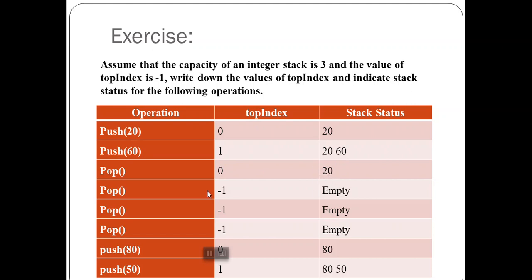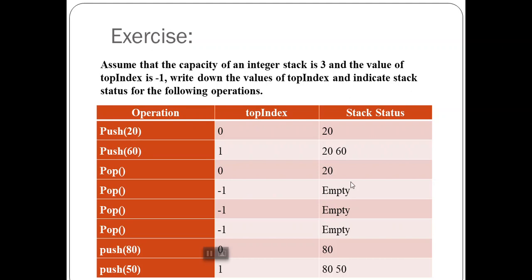Okay, understood? Now again, if I call pop, you have to check the value of top index. It's not -1, so we have some elements. Since it is not empty, simply decrement it to -1. That means 20 also has been deleted. Now the top index is -1. The status of the stack will be empty, meaning no elements here. First we removed 60 and then we removed 20, so nothing remains in the stack.